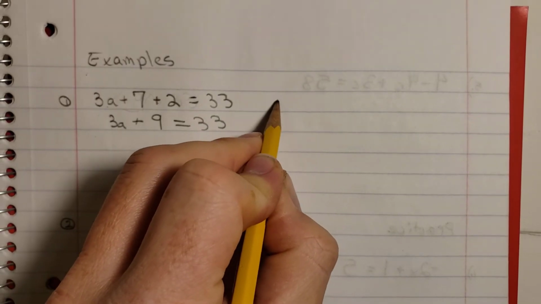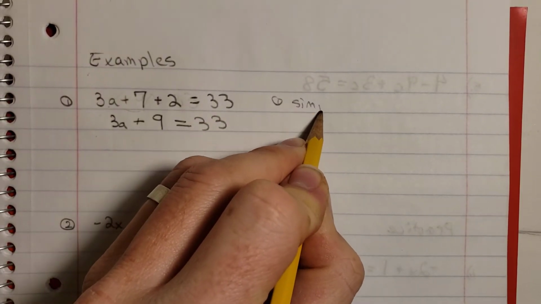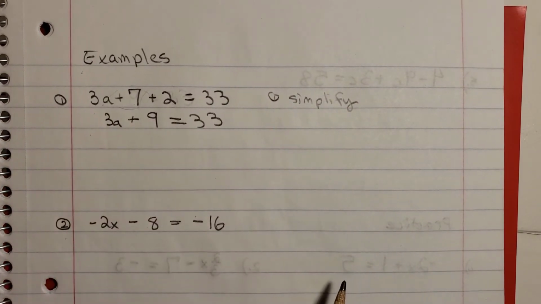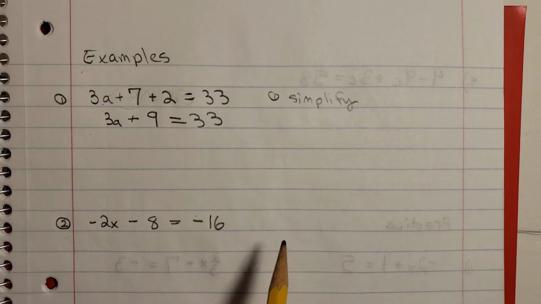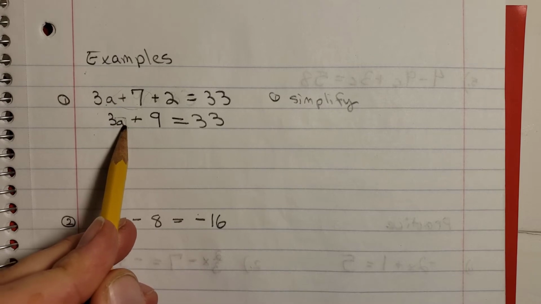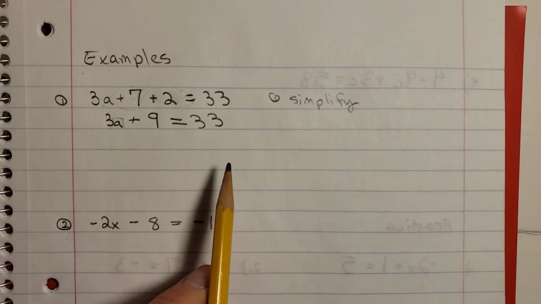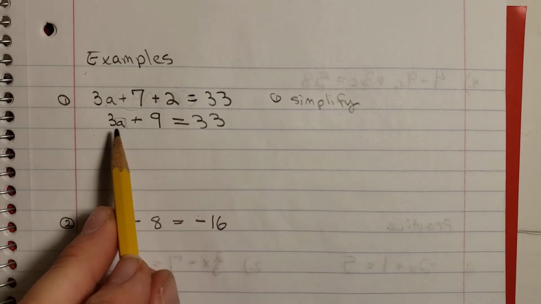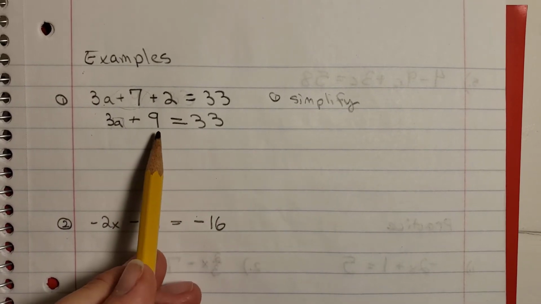So our first step was to simplify, and we just combined the like terms there. Next, we're going to solve. We're going to try to what we call isolate the variable. We're going to get that a all by itself so we can know what it equals. What is the solution? What will make this equation true? Okay, so let's do that.